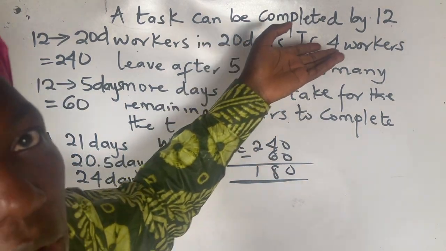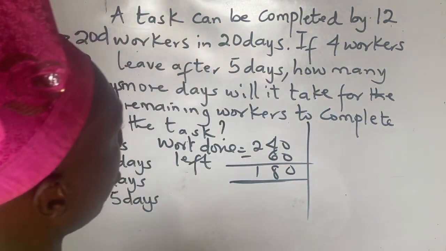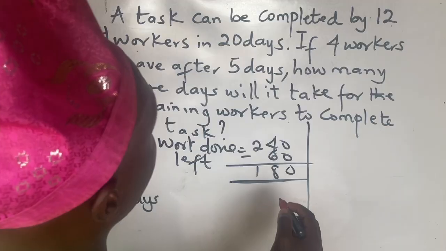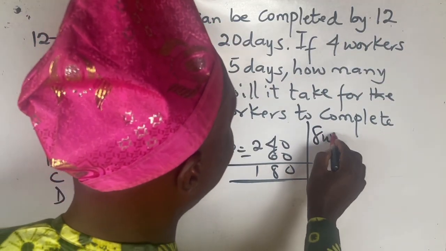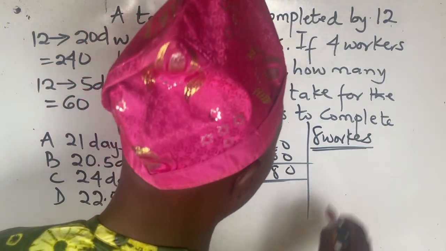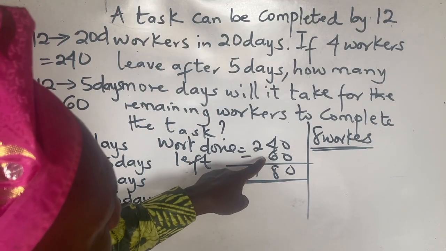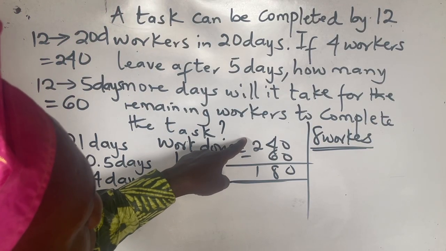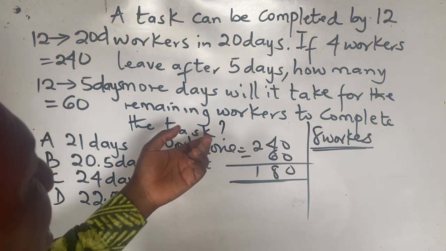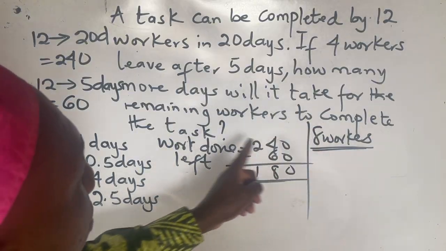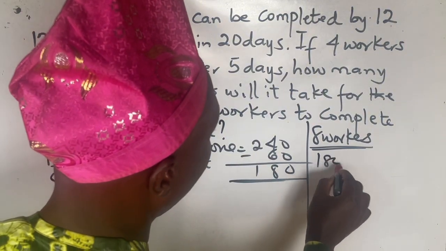So how many workers are left when 4 workers left? That's 12 minus 4, which is 8 workers remaining. So the total work remaining after the 4 workers left is 180, and I'm going to divide it by 8 workers. That will give me how many more days it will take for the remaining workers to complete the task. So I'm dividing 180 over 8.